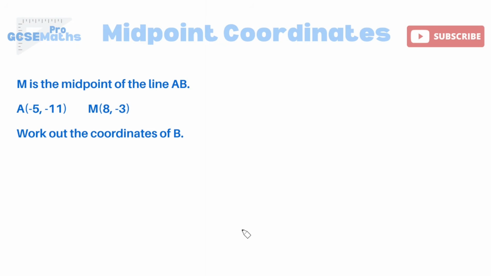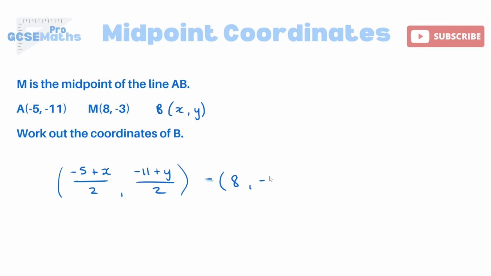Now there are different ways to do this, but if I'm using the same method as before, what I would have done, let's write down coordinates of B, is just put x and y, because I don't know what they are. I would have added up minus 5 and x over 2, minus 11 plus y over 2. And what that would give me is 8, negative 3, isn't it? Do you see how I do need to have two separate equations here? I've got the x, in terms of some kind of formula, is equal to 8, and the y is equal to negative 3. So let's write down two separate equations.